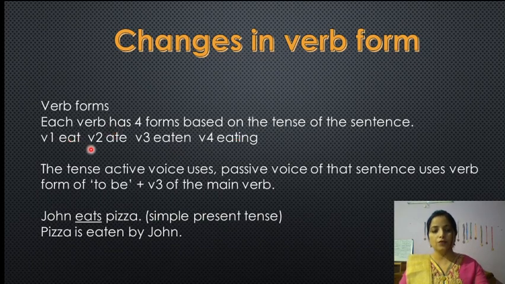So what happens to V1, V2, V4? They also may be present, but they won't play the main role. They may play a subsidiary role, a role which is not really very important. Have a look at the example there. John eats pizza. It's simple present tense. Pizza is eaten by John. So what have we done? We have used in passive voice eaten, the V3.